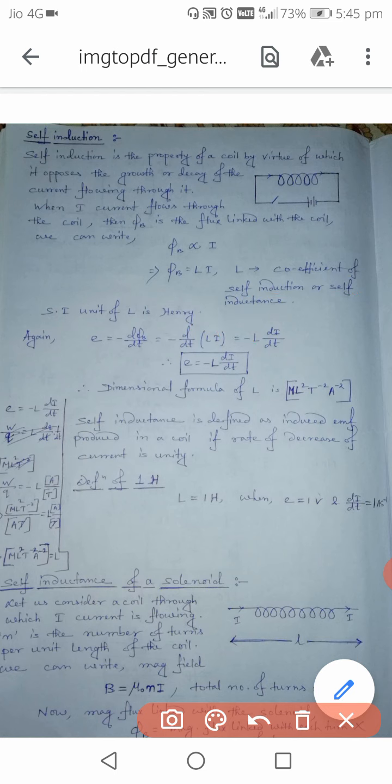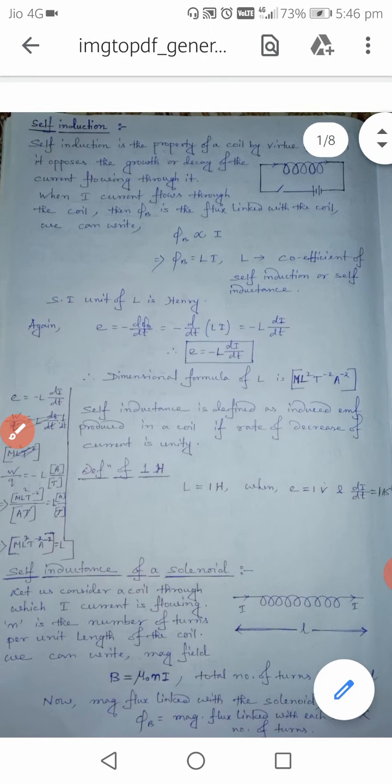Okay. Then induced EMF. Induced EMF is minus d phi dt by Lenz's law. So here minus d dt of phi means L i. L being a constant will come out, minus L, and inside differentiation we have di dt. So E equals minus L di dt. This is another expression for induced EMF in a coil. Okay. Now dimensional formula of L. This one you remember: dimensional formula of L is M L^2 T^-2 A^-2. How it came? For that you have to analyze the formula.